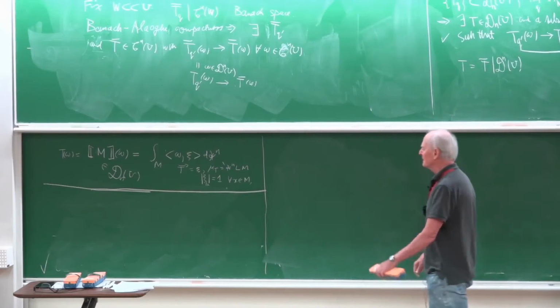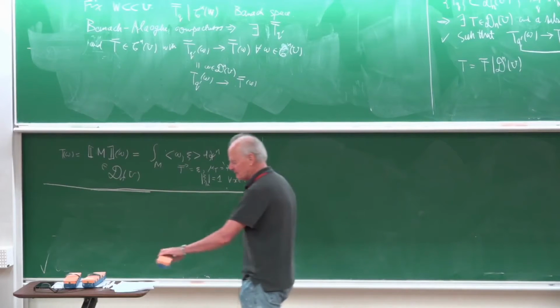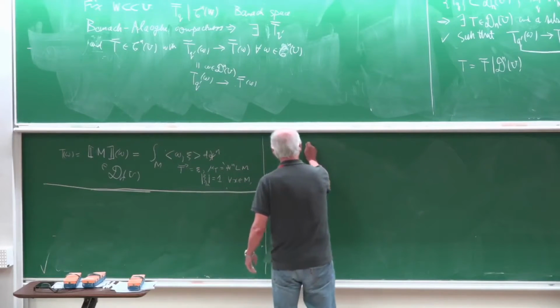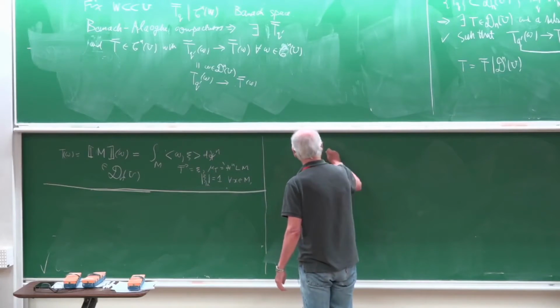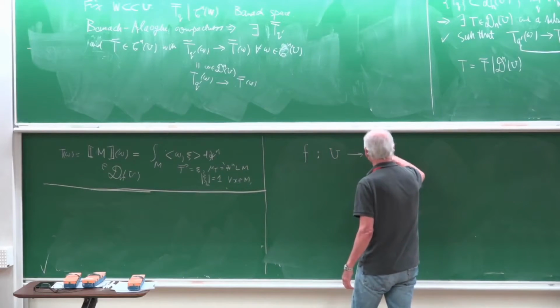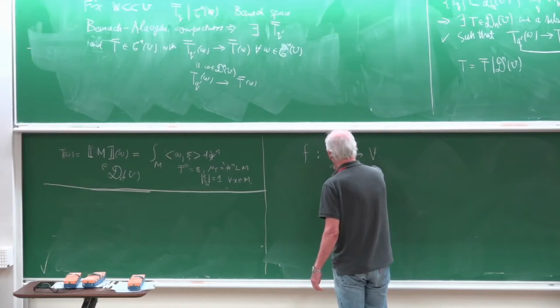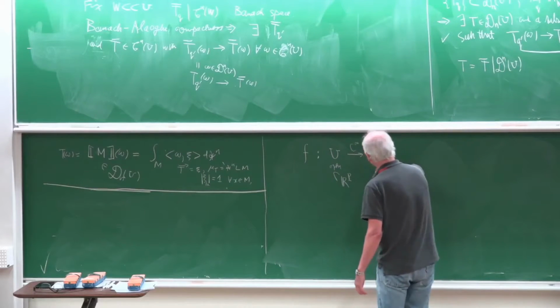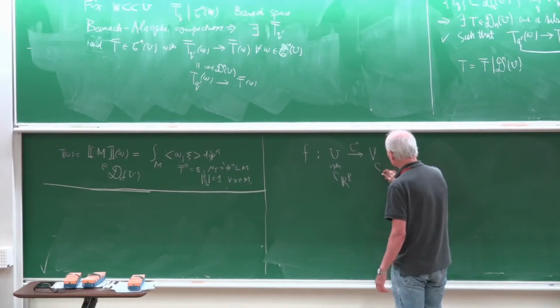All right, so let's talk about pushing forward. So suppose that F is a map from U to V, and U is open, contained in R^p, and this is a C infinity map, and V is open in R^q.